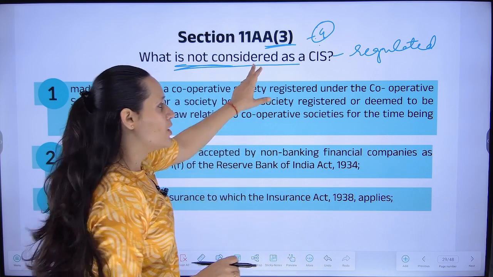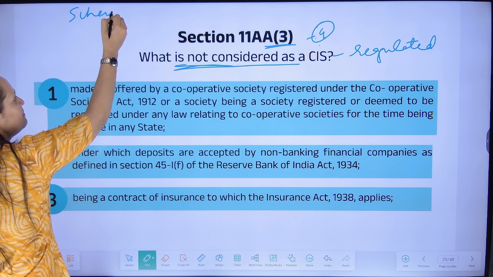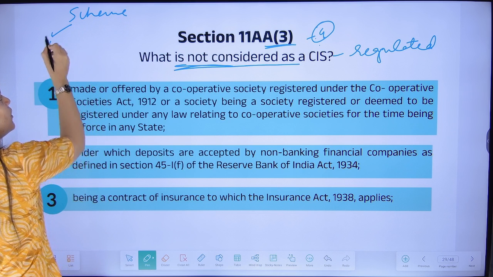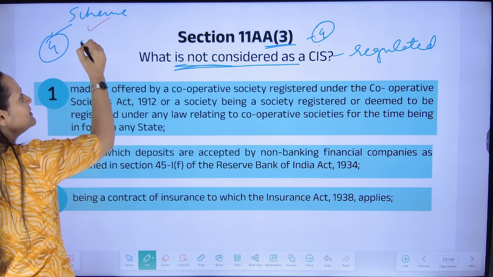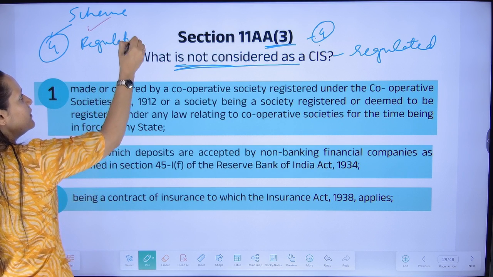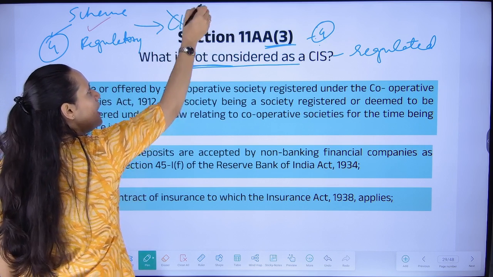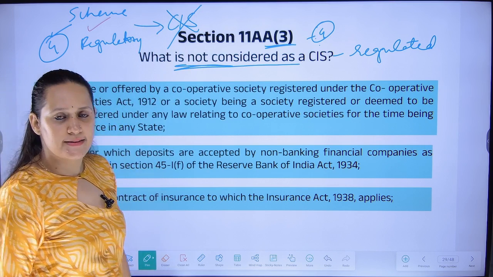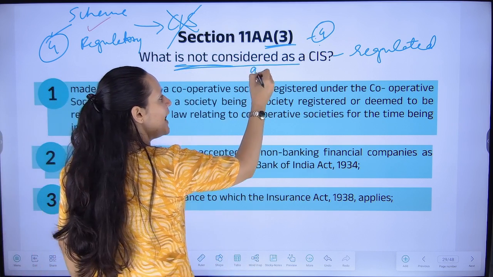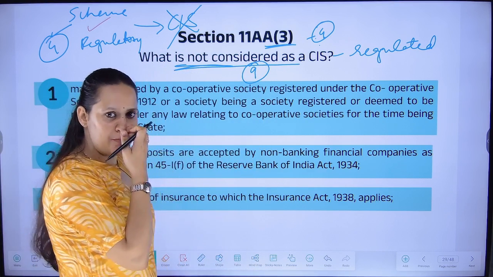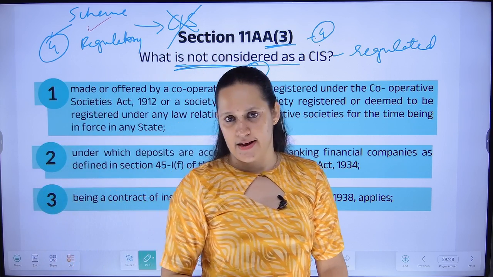So what do they mean? What are we going to study under subsection 3? That kind of scheme is satisfying the 4 criteria to be called as a CIS, but it already has a regulatory authority for it, and that is why it is not going to come under the ambit of CIS. Now, what are those kind of activities? There are in total 9 categories of schemes, 9 categories of activities which are not considered as a collective investment scheme.